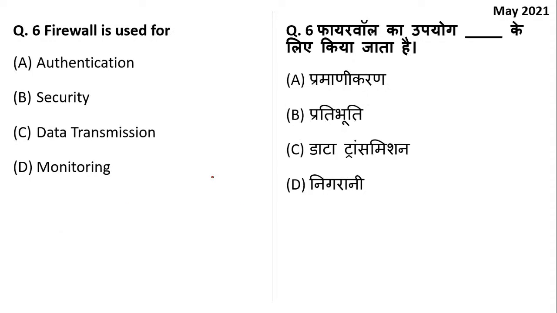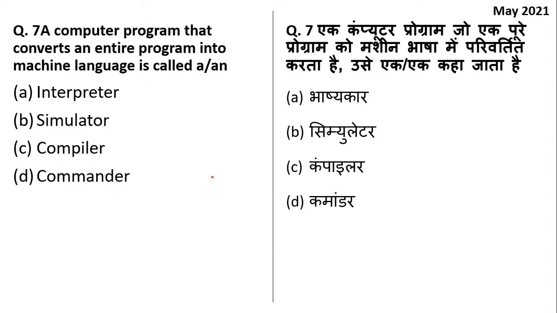Firewall is used for authentication, security, data transmission, or monitoring. So what is the use of firewall? Firewall is used for security. Okay, when you are working in a company, in an organization, they do not want their information to leak out to others. What work they are doing, their confidential information, they don't want to tell it to everyone. So they put a firewall, which is like a wall of security. It is like a wall that protects from the people who are not working in that company, in that organization. Okay.